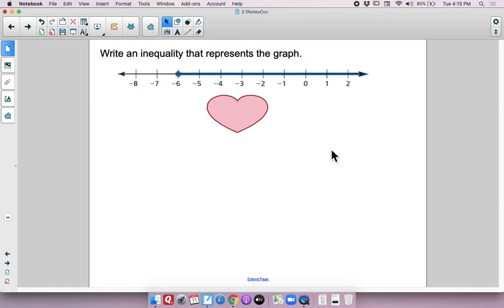All right, write an inequality that represents this graph. So it can be open or closed dot, and if it's closed, right, does that mean greater than or equal to, or less than or equal to? What kind of inequality sign are we going to have? And I don't care what variable you use. I probably used x. I did. How about that? x is greater than or equal to -6.